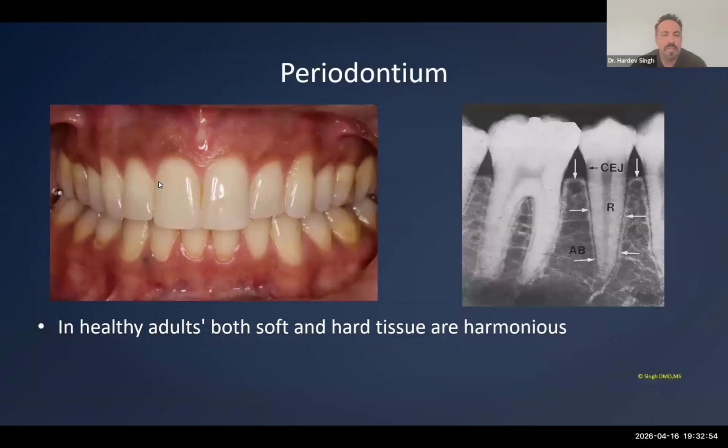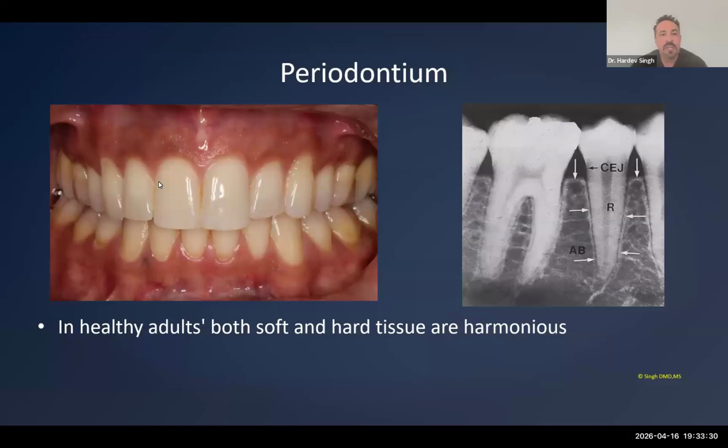So the periodontium. And when we use the word the periodontium, what are we really talking about? Well, to understand what we are really saying, first we have to look at the soft tissue and the hard tissue. So the soft tissue and hard tissue will mimic each other and they're in harmony. So when I mean harmony is that the soft tissue looks harmonious and the bone flows 2 millimeters apical to the CEJ in a patient who has a healthy periodontium.